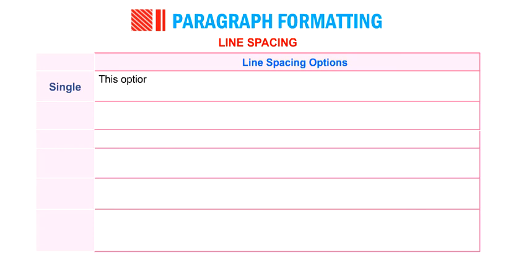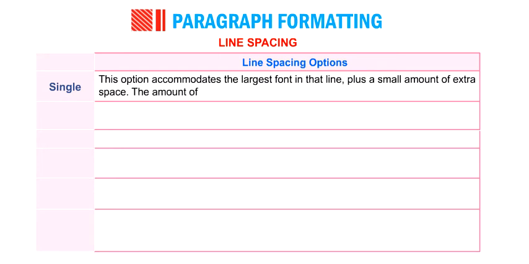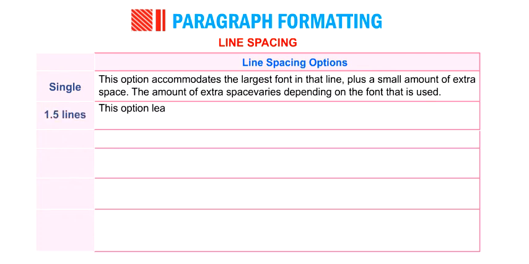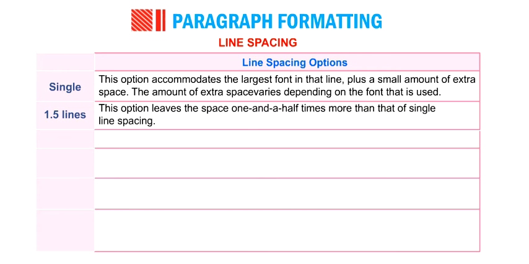Single. This option accommodates the largest font in that line plus a small amount of extra space. The amount of extra space varies depending on the font that is used. 1.5 lines. This option leaves a space 1.5 times more than that of single line spacing. Double. This option leaves a space twice than that of a single line spacing.